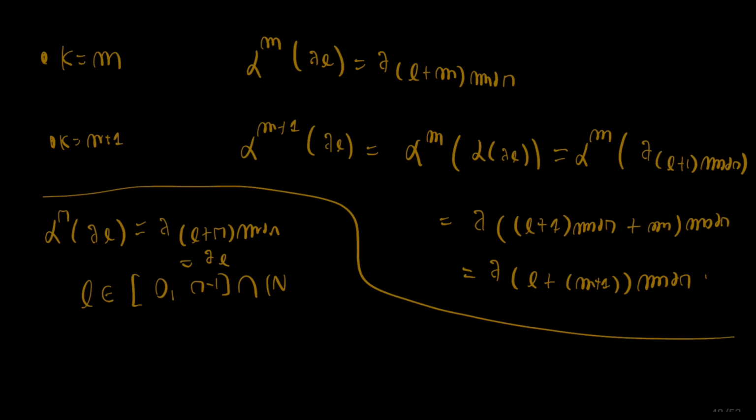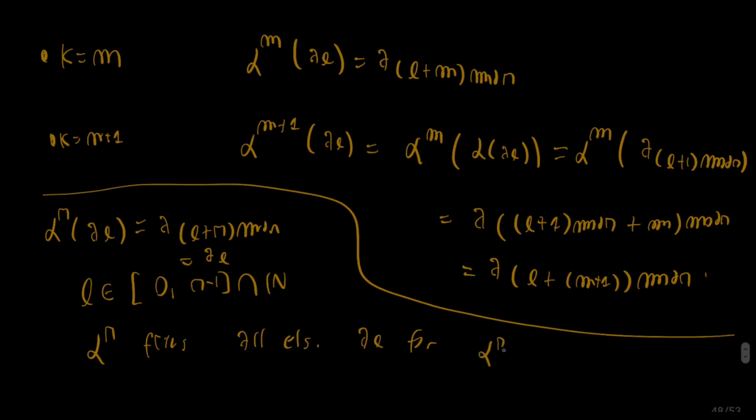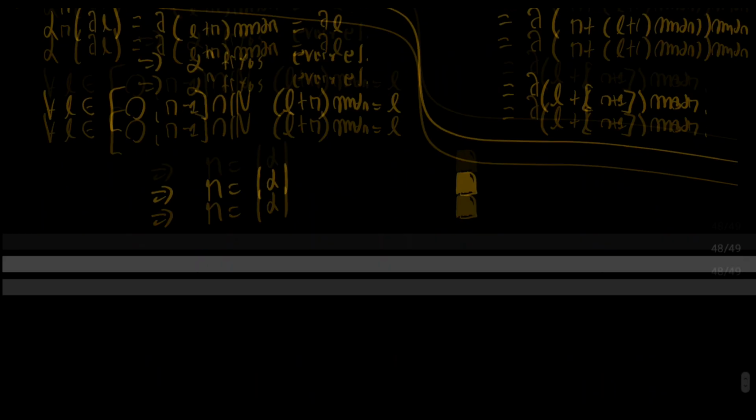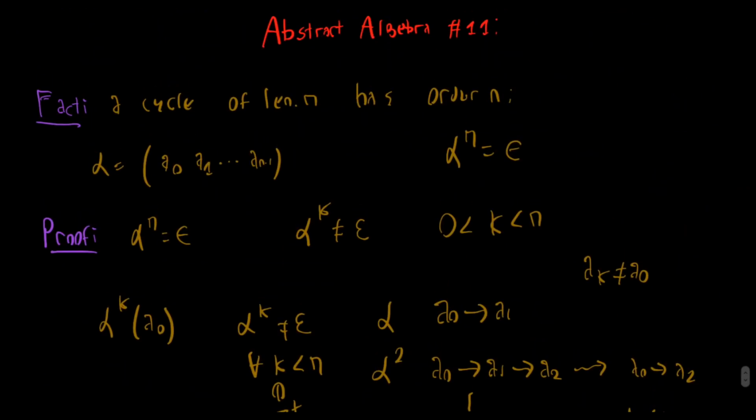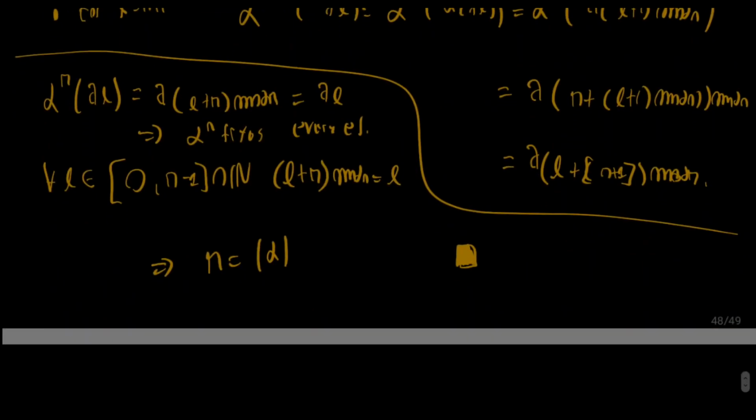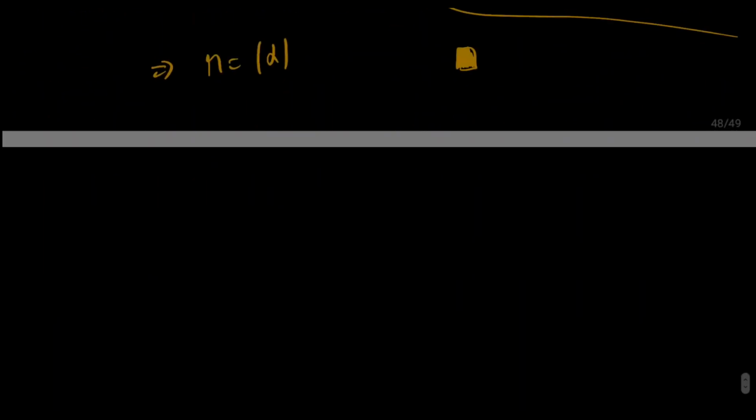And with this we have basically shown that α^n fixes all elements a_l for l in that set. What that means is that α^n is equal to the identity permutation, and this proves the theorem. So why did we want to prove this fact? Because it will aid us in the proof of the next quite important theorem.